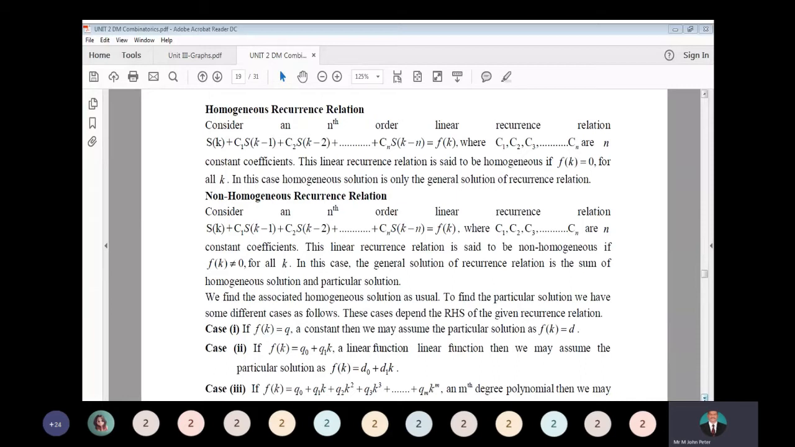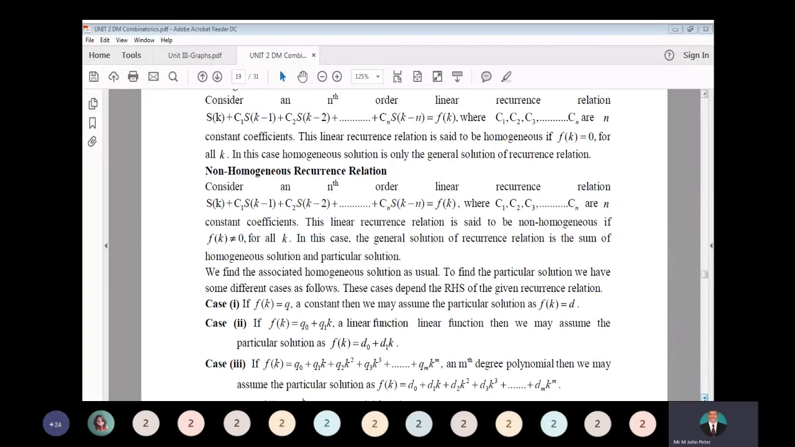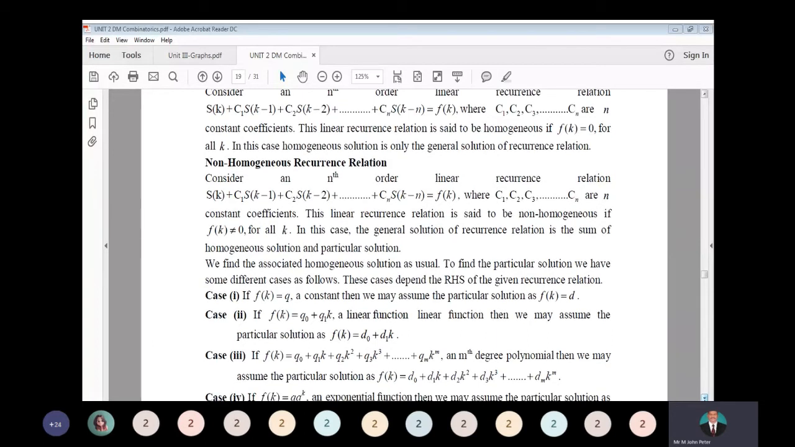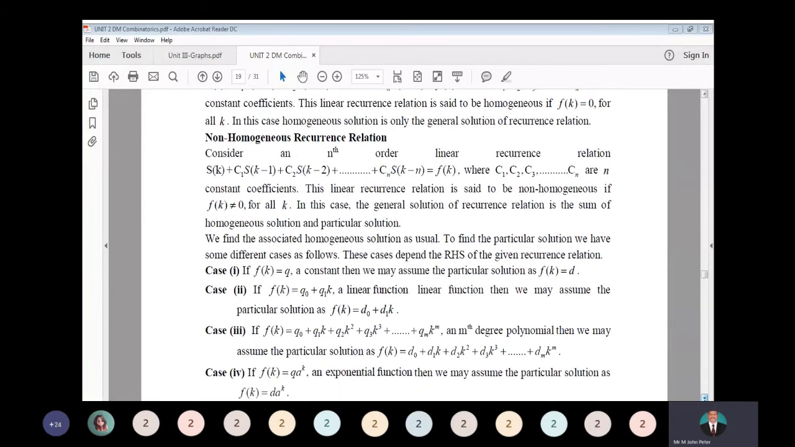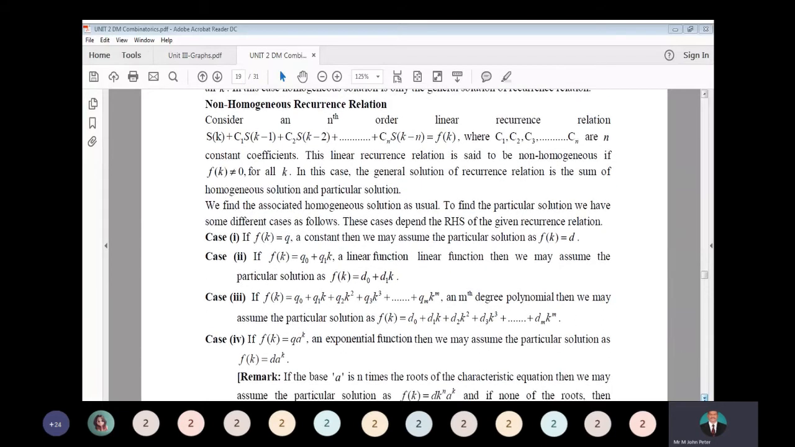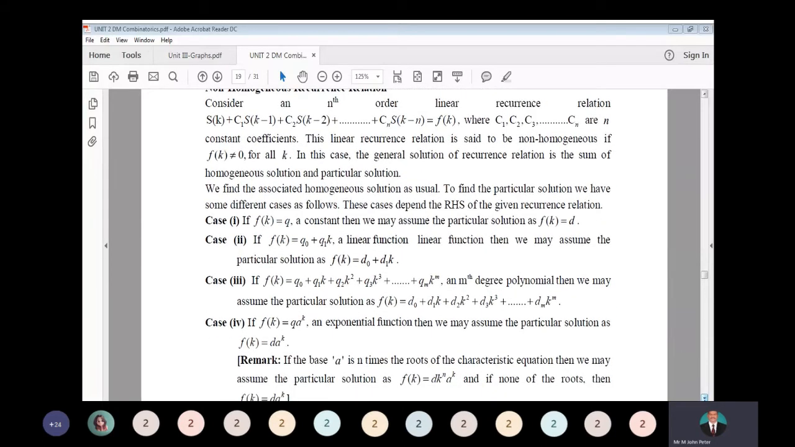So like an ODE, it consists of two parts. The first one is the homogeneous solution, and the second is a particular solution. So we find the associated homogeneous solution as usual. To find the particular solution, we have some different cases as follows. These cases depend upon the RHS of the given recurrence relation. So the left hand side gives the homogeneous solution. Based on the right side function, we will get the particular solution.